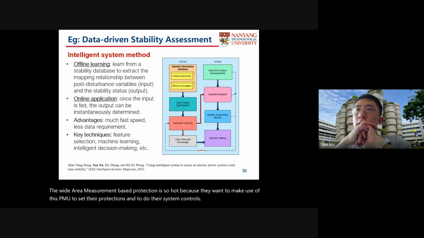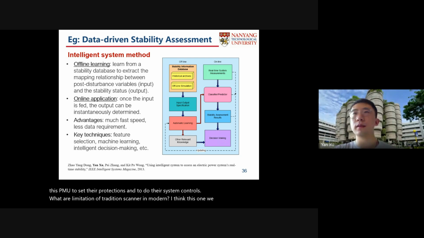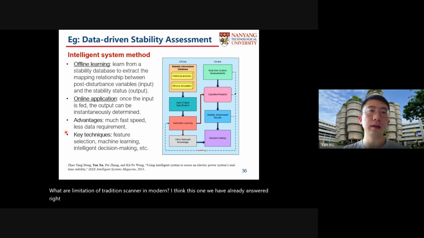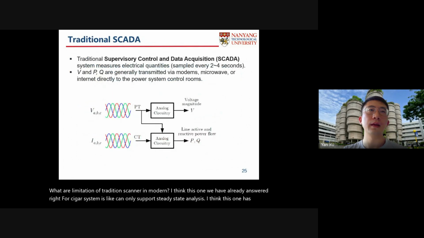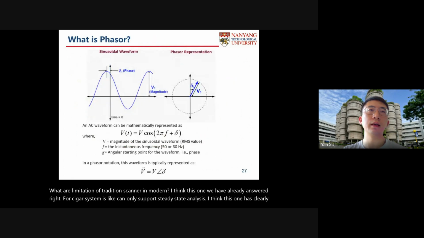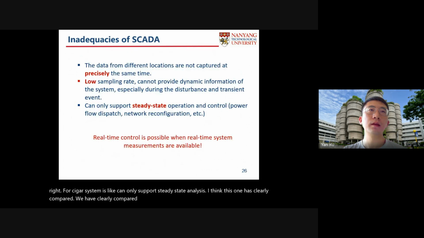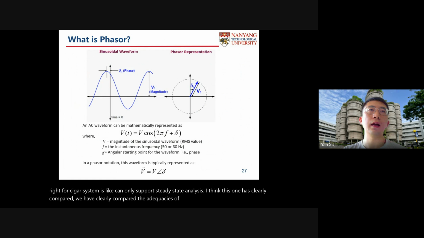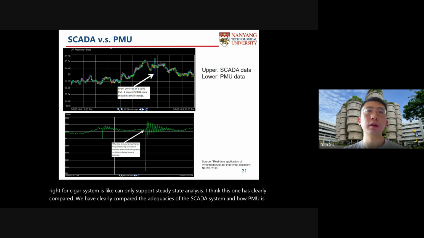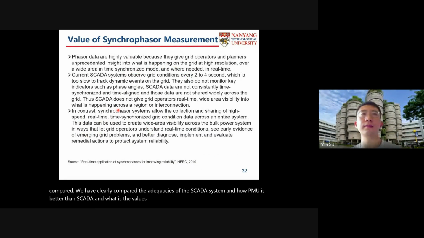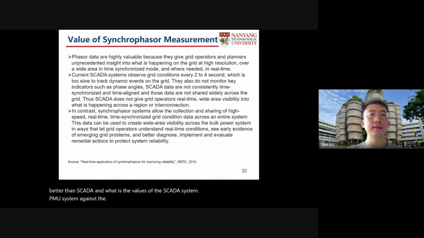What are the limitations of traditional SCADA in modern grids? I think we have already answered this one. The SCADA system can only support steady state analysis. We have clearly compared the adequacies of the SCADA system, how PMU is better than SCADA, and the value of the PMU system against the SCADA system.